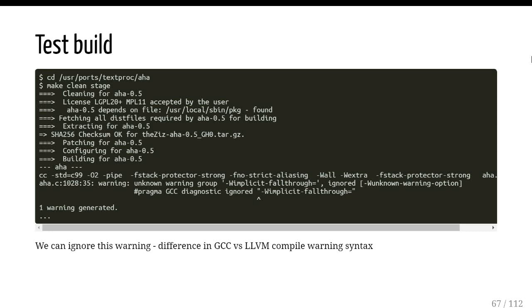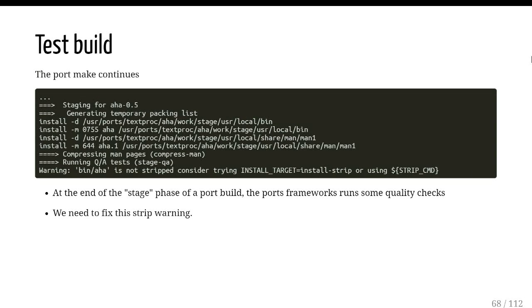So I'll test the build. So you can see here I run a make clean stage, and in the process it spits out a build warning. This is just a difference between the way GCC and LLVM work, but it's only a warning, so I'm going to ignore that one. And then the build continues, and it spits out a new warning at the end here saying the bin/aha command is not stripped. Essentially, the ports framework, you're supposed to make sure you strip all binaries. So we need to fix this.